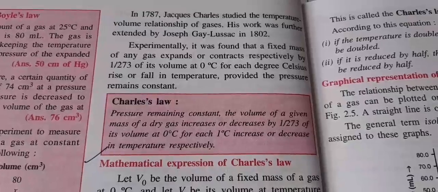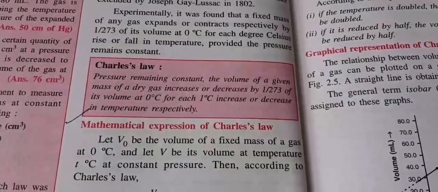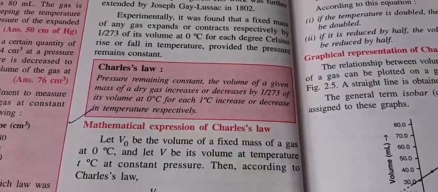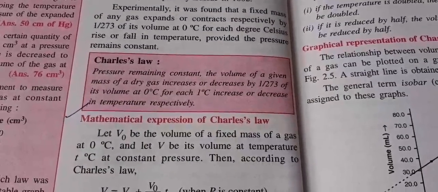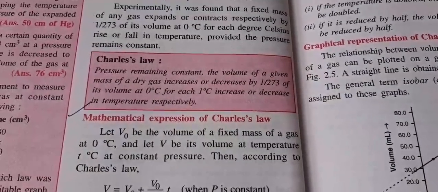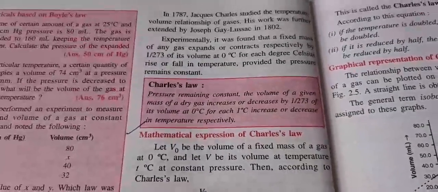Now, he formed a law and said that, the pressure remaining constant, the volume of a given mass of a dry gas increases or decreases by 1/273 of its volume at 0 degrees for each 1 degree increase or decrease in temperature respectively. Then he had given an expression also for that.